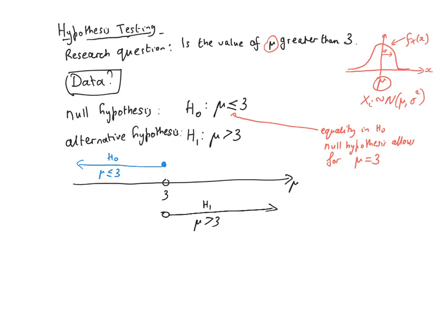So what we need to do is we need to decide. We need to make a decision between the null hypothesis and the alternative hypothesis. And we're going to do that using data. And traditionally, the way that such a decision is made is based on what's called a test statistic.